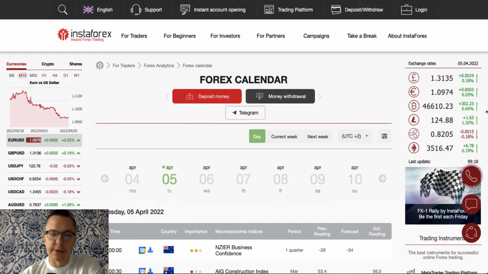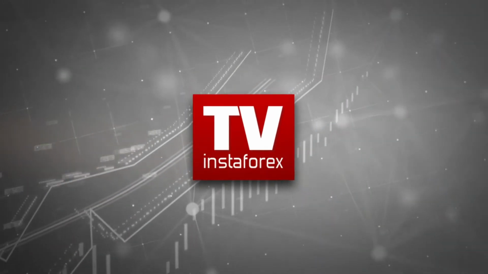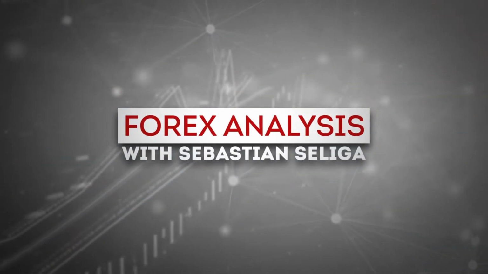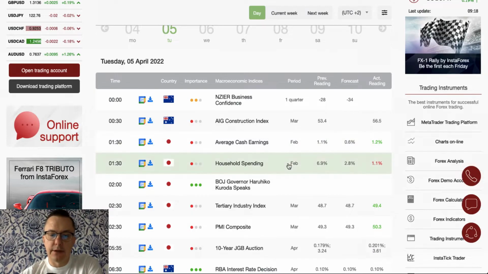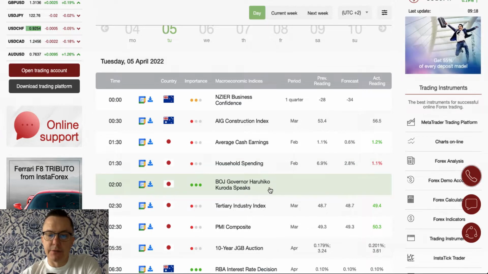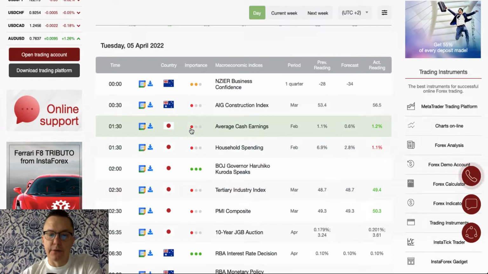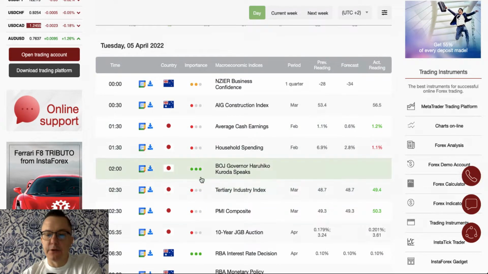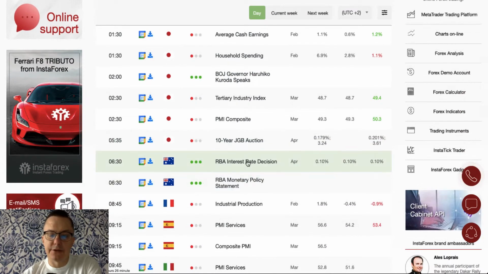Let's start with the Forex calendar. Overnight data were quite interesting, including the Bank of Japan Governor Kuroda speech. We got plenty of data from Japan here. However, none of them is really a market mover. However, there's other interesting data here.